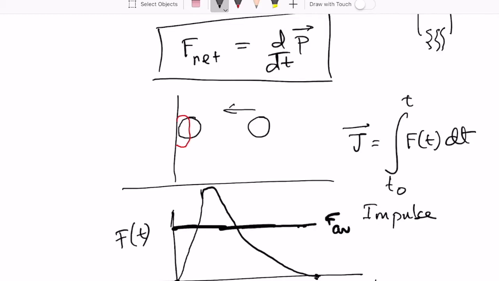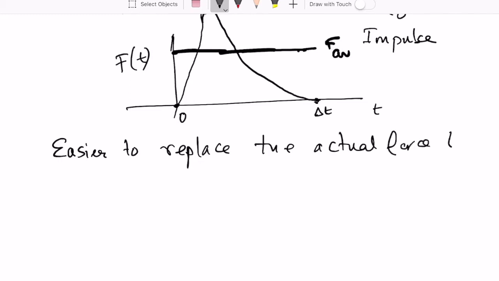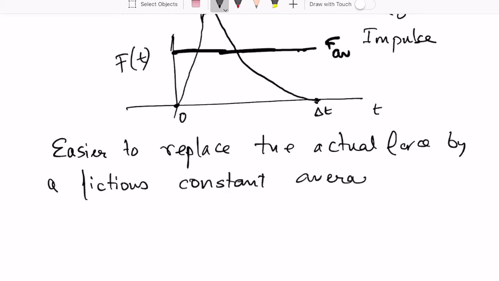So we are replacing the actual force with this constant force. It's easier to replace the actual force by a fictitious constant average force. And what is the impulse for this average force going to be?